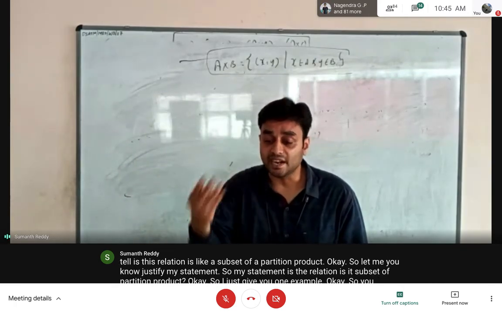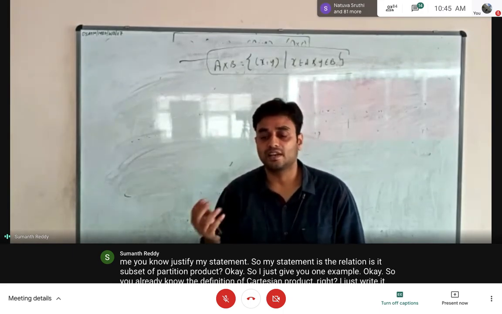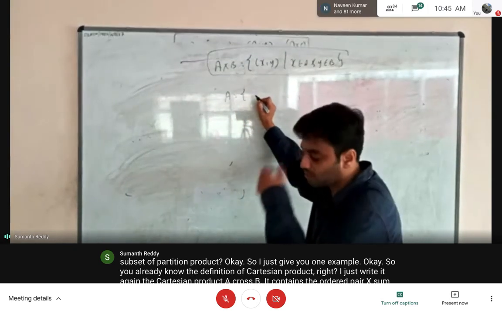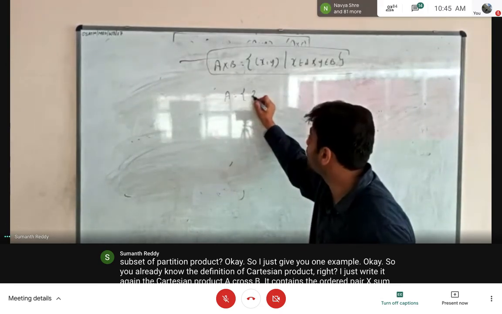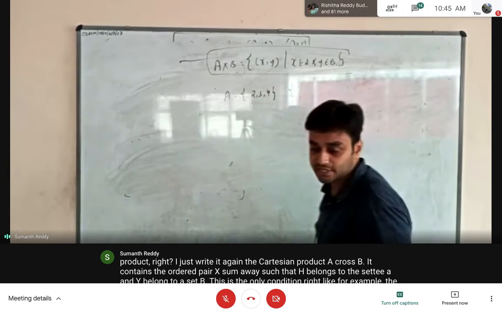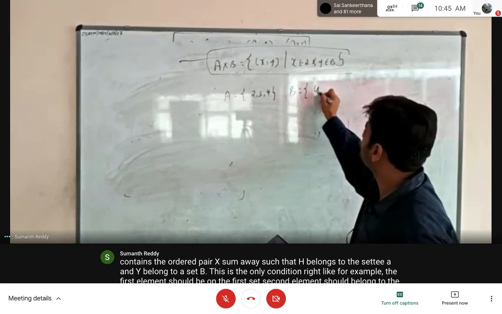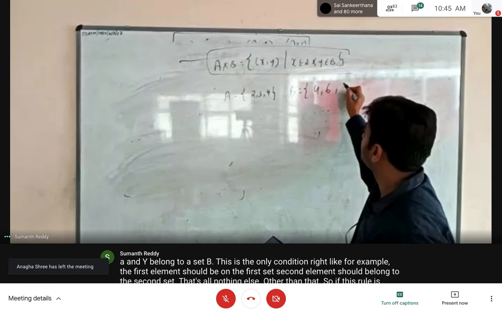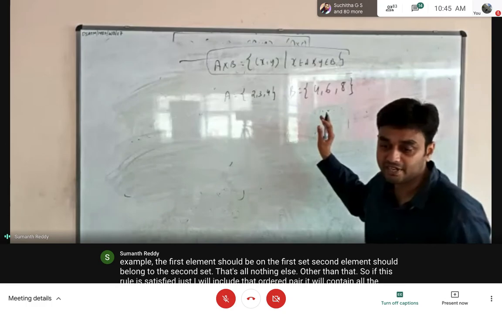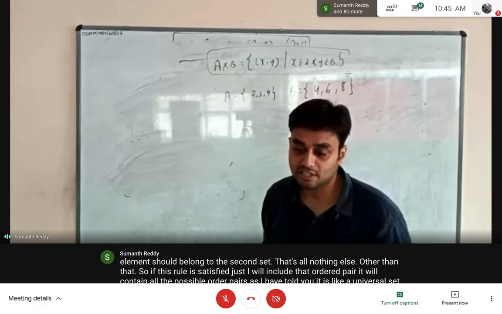Suppose if I impose any condition on that, so that is called a relation. Okay, for that I'll give an example. Say for example, I have set A is equal to 2, 3, 4. And I'll take one more set B. This will contain the elements 4, 6, 8. Okay, so these are the elements I have taken.